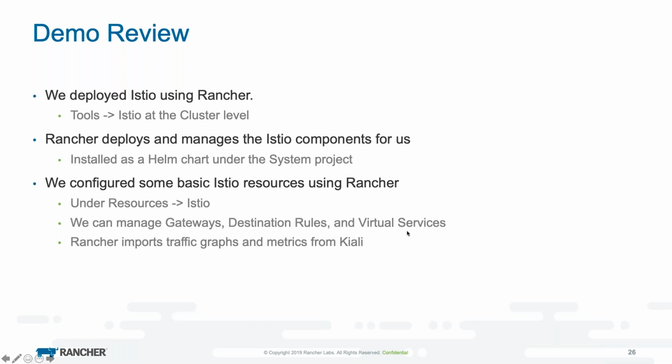As you can see under the resources and Istio dropdown, Rancher has manageability of gateways, destination rules, and virtual services. The first portion of the BookInfo tutorial within Istio is deploying gateways, destination rules, and virtual services. And had our demo worked, we would have been able to set up those different resources directly from within Rancher.